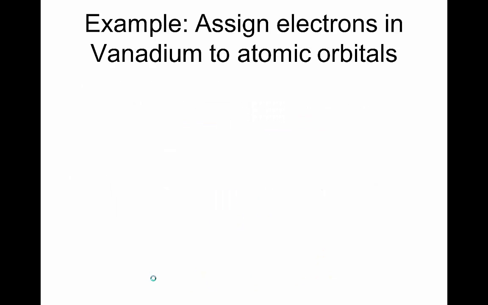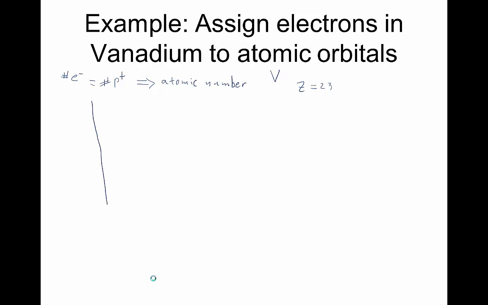So now let's do an example. We're going to go through and try to assign all the electrons in vanadium to atomic orbitals. So first we need to look on our periodic table and figure out the number of electrons that a vanadium atom has. For a neutral atom the number of electrons will equal the number of protons in the nucleus, and we can figure that out by looking at atomic number. The symbol for vanadium is V, and it has an atomic number of 23. That means that vanadium will have 23 electrons.